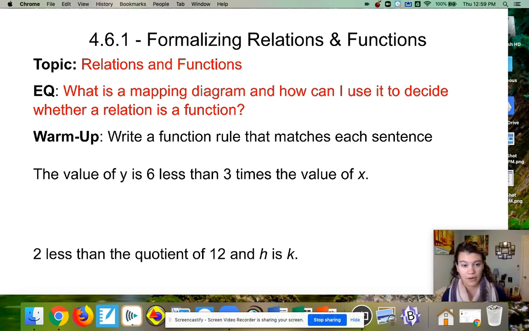All right, so today we're going to be talking about functions and actually writing them up. So to warm up, do the first two problems on the screen, and then we'll get started.